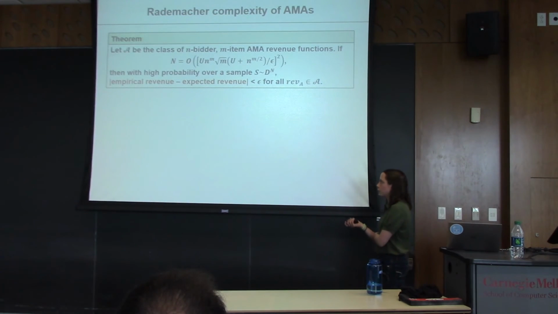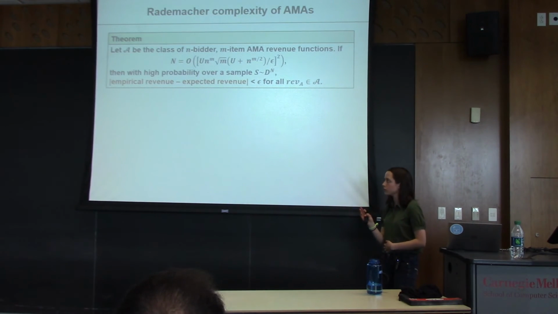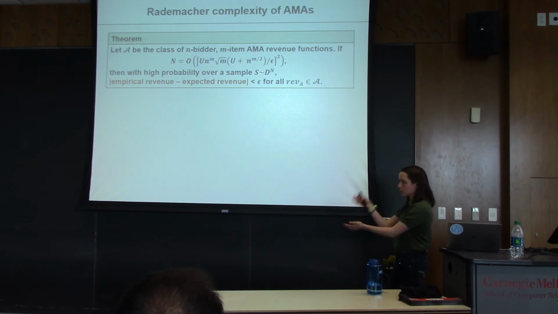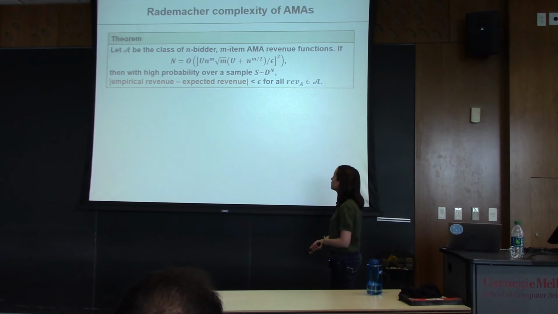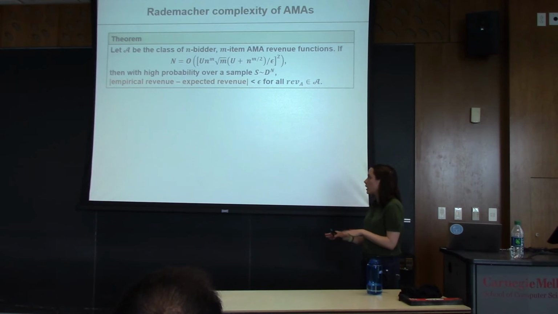Okay, and so we're able to prove that so long as we have at most this many samples, then with high probability over a draw of a sample, the empirical revenue is going to be close to the expected revenue. And I'm just going to go quickly over, at a very high level, how we bound this.